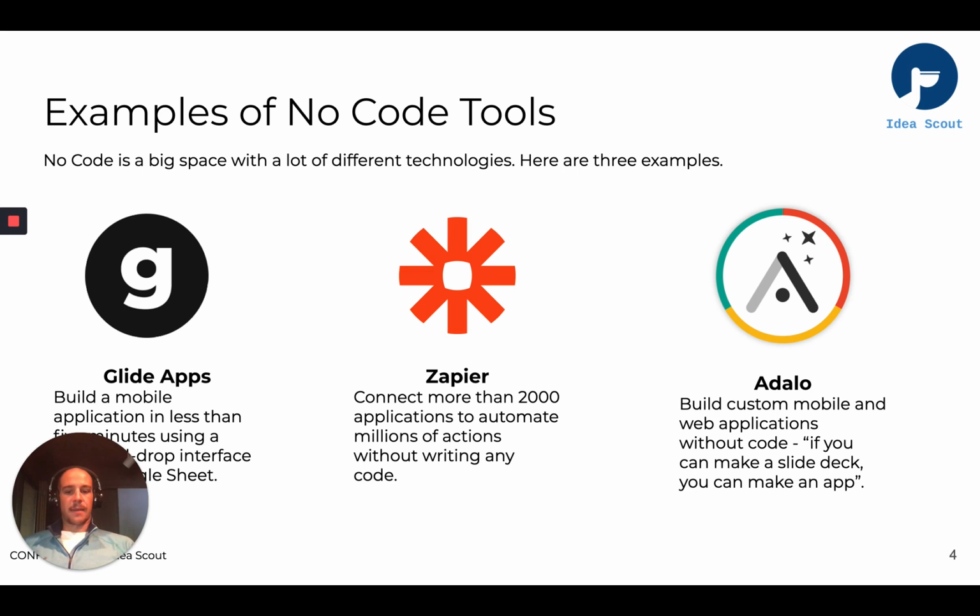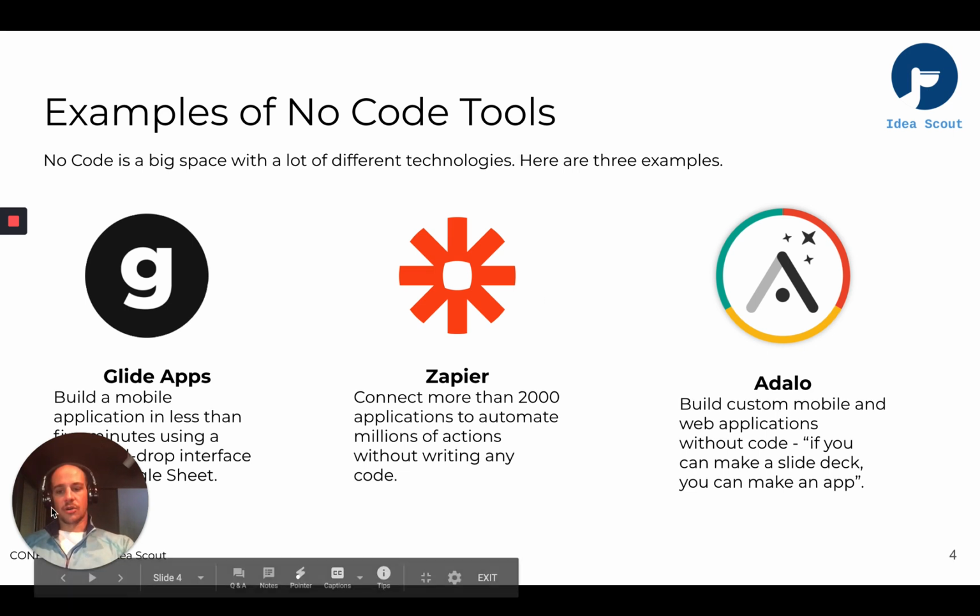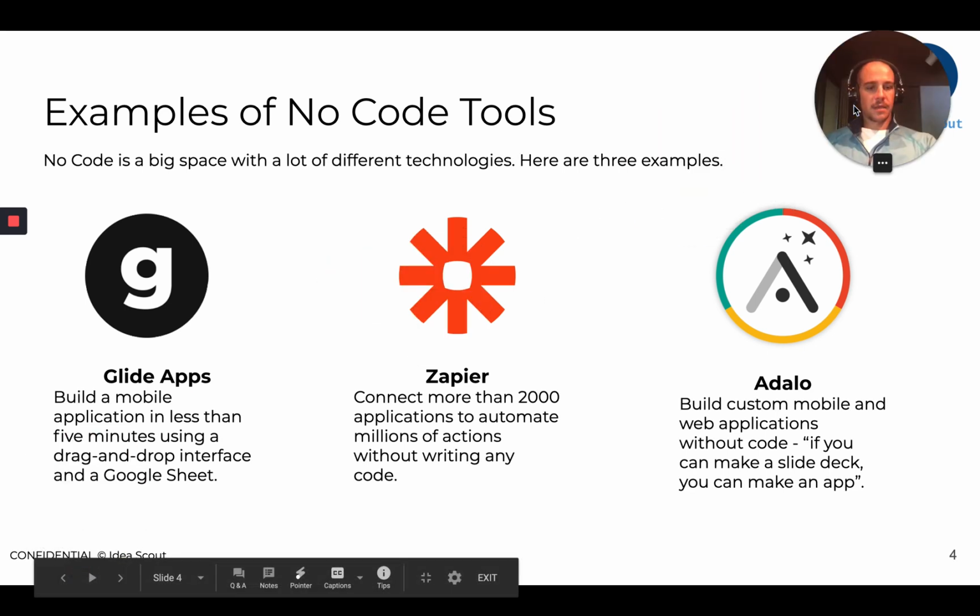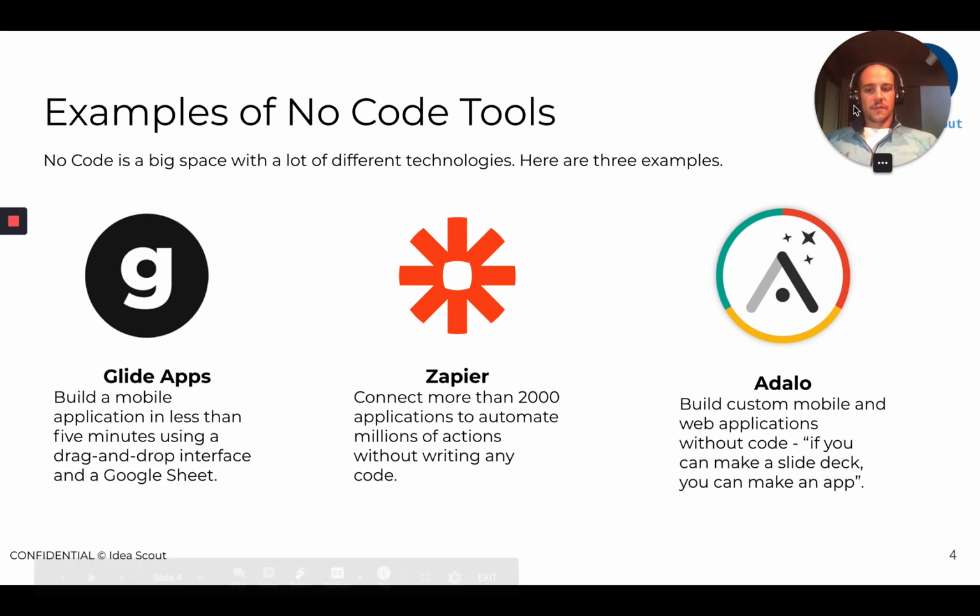Let's look at an example of 3 different no-code tools. Okay, I'll move myself over here. The first one is the one I just mentioned. It's called Glide Apps. This is a very simple program. I think it's almost the introductory program to no-code.